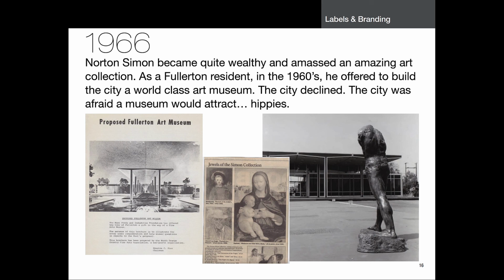Norton Simon was actually a resident of Fullerton, and in the 1960s, he offered to build a world-class art museum here in Fullerton. The city somewhat unceremoniously declined him. Their reason was they were afraid a museum in little old Fullerton would attract hippies. This was 1964. So Fullerton's loss became Pasadena's gain. Now if you ever watch the Rose Parade every January 1st, you'll see the Norton Simon Museum prominently featured in downtown Pasadena.